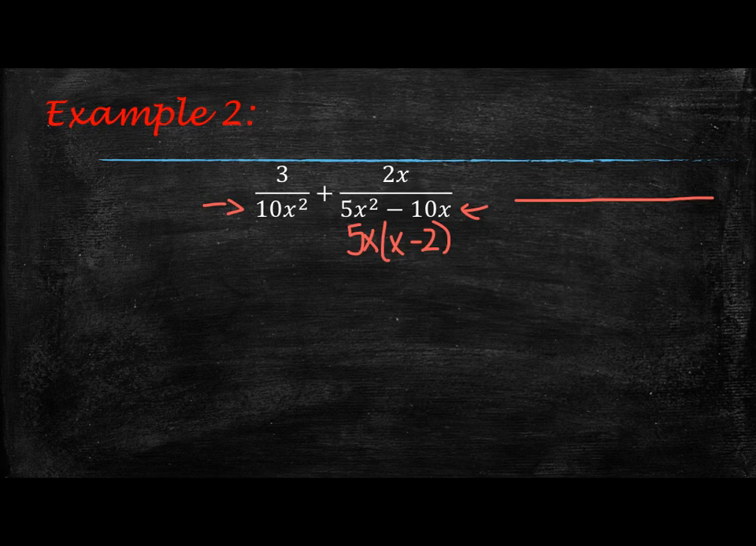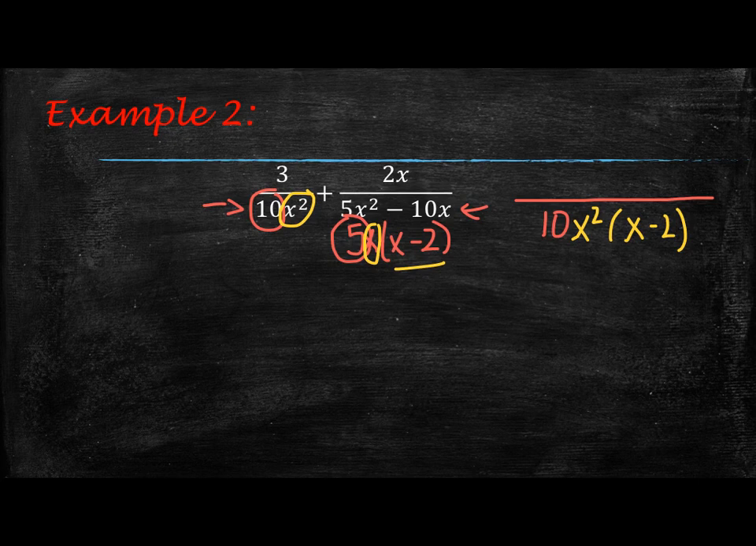So for example, like 5 and 10. Well, I'd want to take the 10 because 5 would just have to get multiplied by 2 to turn into a 10. Then if I look at my x, I've got an x and I have an x squared. We'll take the x squared because x can get turned into an x squared by multiplying by x. And then the last thing is that x minus 2, we have to take that as well. So then in each of the fractions, see what you have missing.